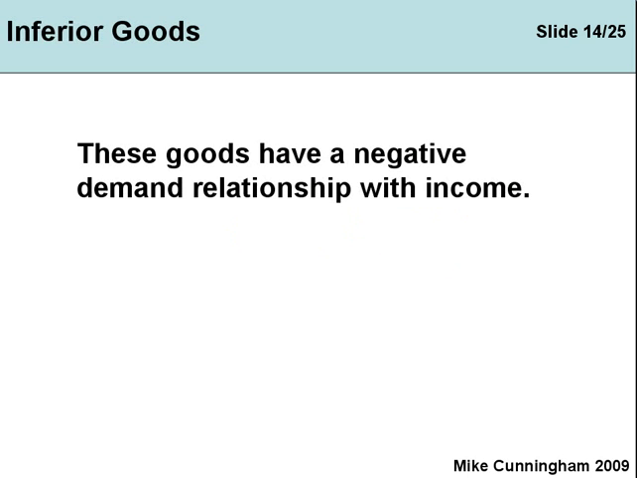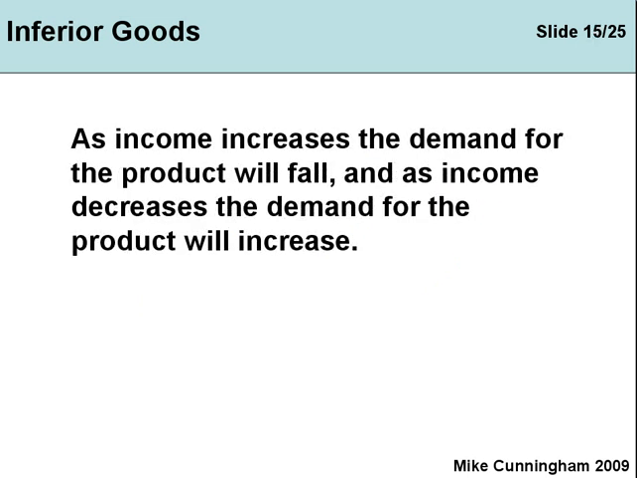Inferior goods have a negative relationship with demand. As income increases, the demand for the product will fall, and as income decreases, the demand for the product will increase. Again, nothing to do with the physical attributes or the quality of the good. It just means it's a relationship between income and the amount sold as income changes. In this case, as incomes increase, less will be sold.